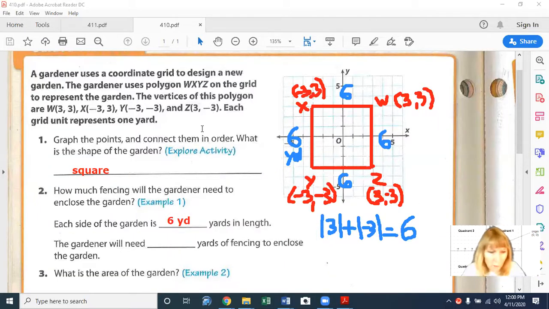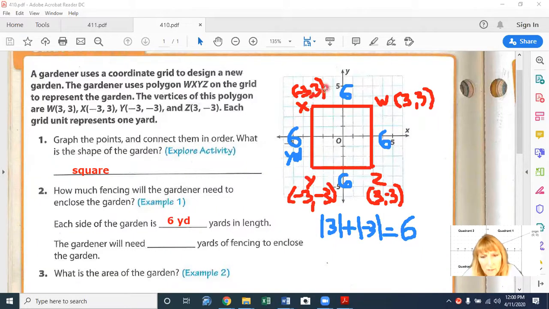And now what's it asking? The gardener will need blank yards of fencing to enclose the garden. Well, how do we figure that out? We decided that was the length all the way around there, right? So we have to add that all up.